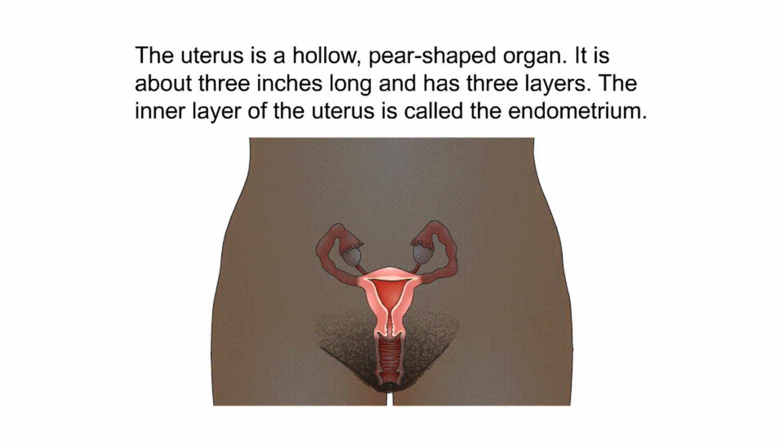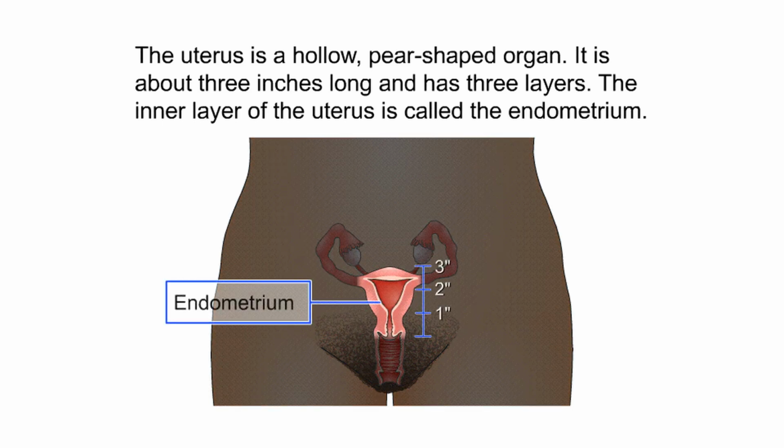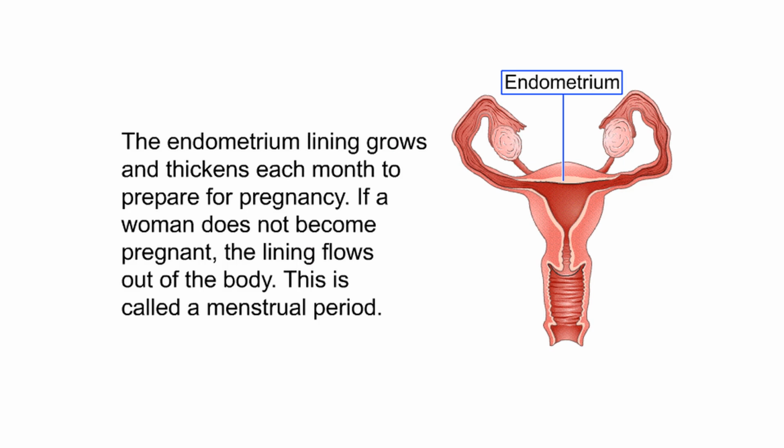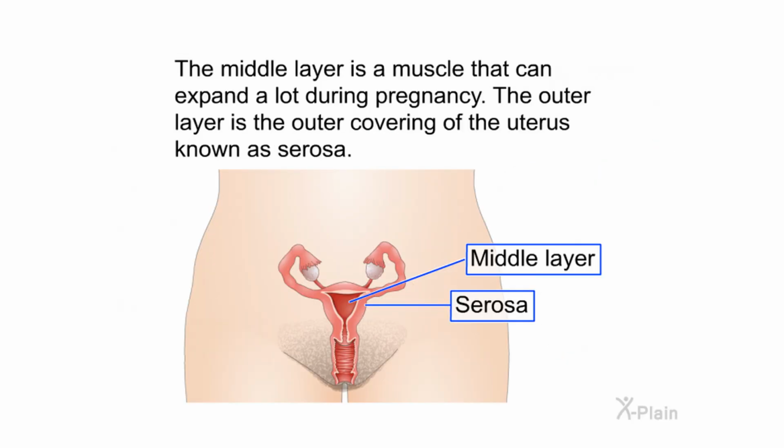The inner layer of the uterus is called the endometrium. The endometrium lining grows and thickens each month to prepare for pregnancy. If a woman does not become pregnant, the lining flows out of the body. This is called a menstrual period. The middle layer is a muscle that can expand a lot during pregnancy. The outer layer is the outer covering of the uterus, known as serosa.